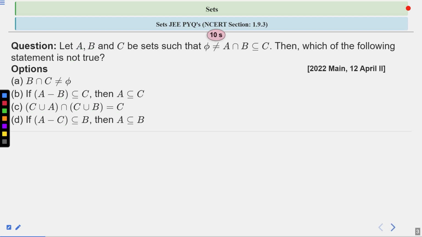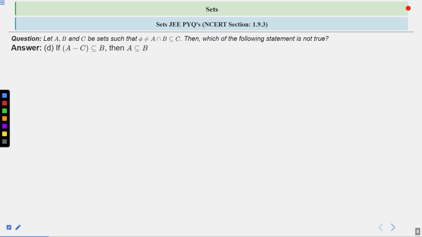You'll have some seconds to try or start your approach, and then afterwards we will move on to the solution slide. So your time starts now. I hope the statement which is not true is D, which says that if A minus C is a subset of B, then A is a subset of B. This statement is not true. How? Let's see a solution.